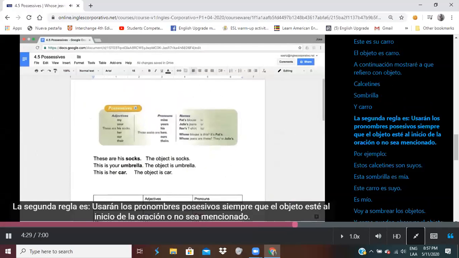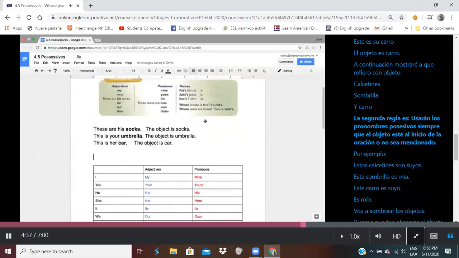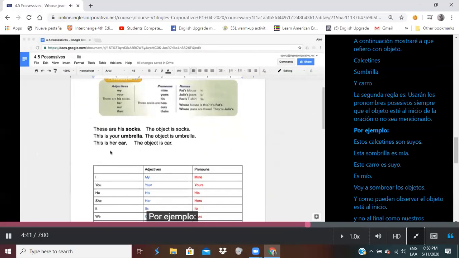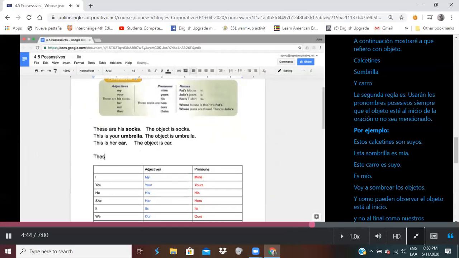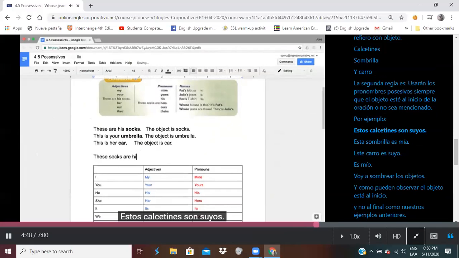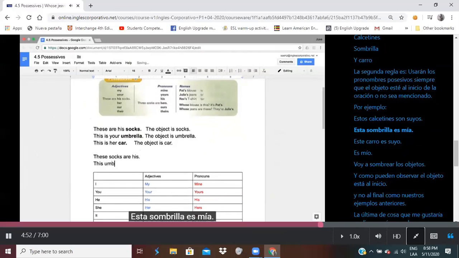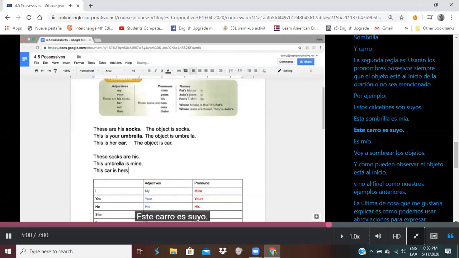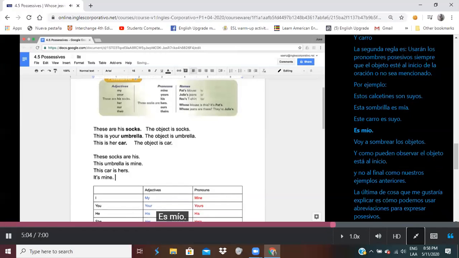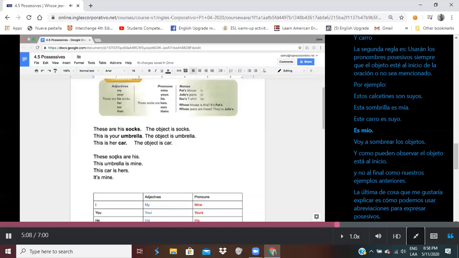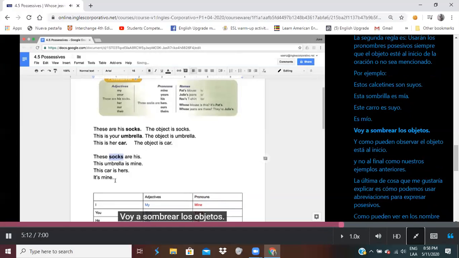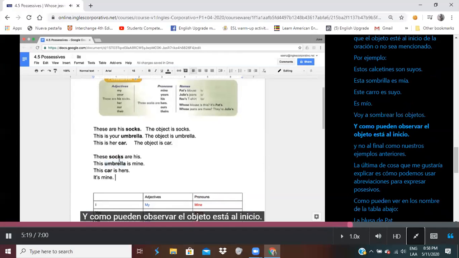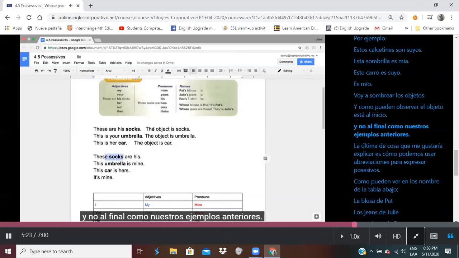Now, you will use possessive pronouns whenever the object is at the beginning of the sentence or not mentioned at all. Let's work with the same examples to make sure that we don't get lost. These socks are his. This umbrella is mine. This car is hers. It's mine. The object, I'm going to gray out. And as you can see, the object is at the beginning, not at the end, as in our previous example.